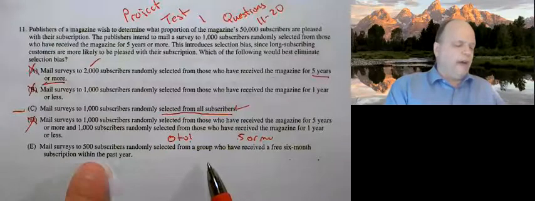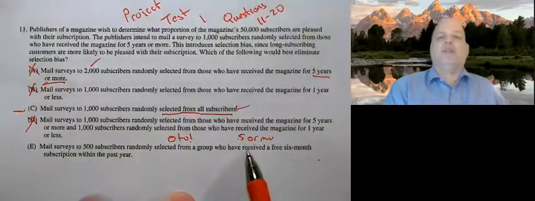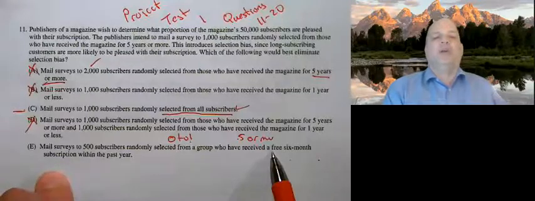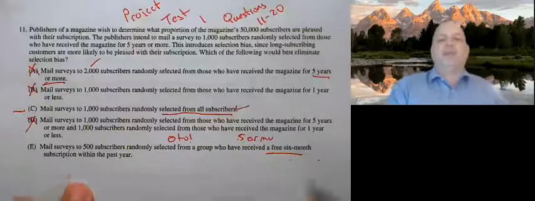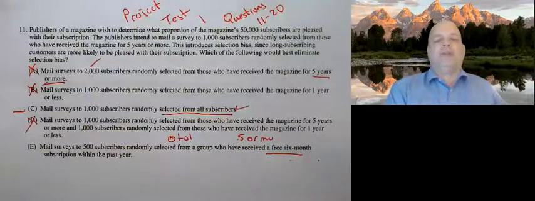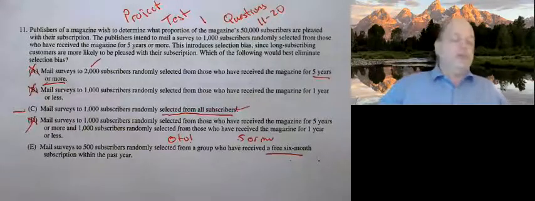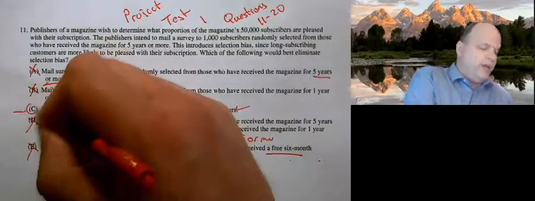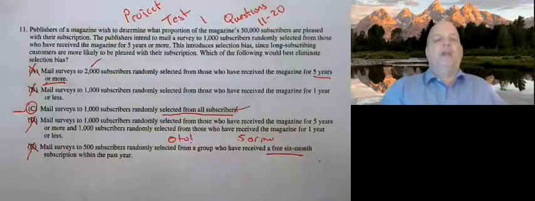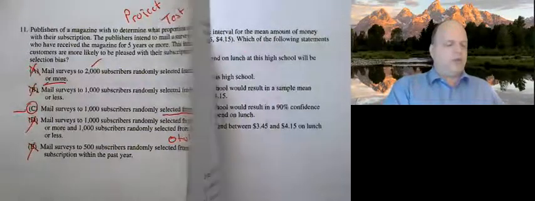Mail surveys to 500 subscribers randomly selected from a group who have received a free 6-month subscription within the past year. Well, obviously, this is a biased group because they just got a free 6-month subscription. That's different. That doesn't represent all subscribers. Once again, good samples represent the entire population. The only one that does this is letter C. All right, moving on to question number 12.